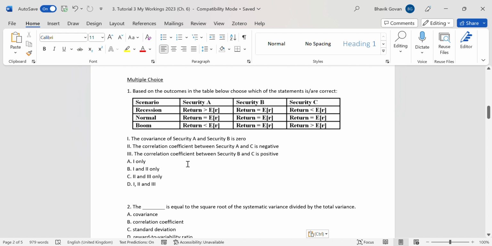The correlation coefficient between B and C is positive. So B and C, if it's positive, they'll both move in the same direction, maybe at a different rate, but it doesn't look like it is related. So it looks like our answer is B.